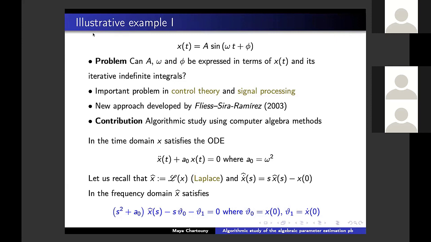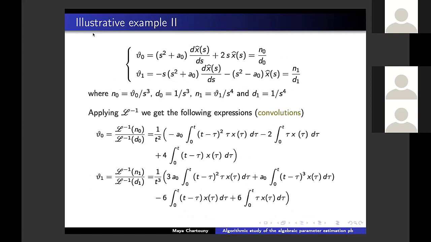So now if we recover V0, V1, and A0, we can then go back to A, omega, and phi. So we notice that we have a polynomial of degree 1 and 0 for V0 and V1 respectively. So if we derive once this equation, we can recover V0 and V1, and then we obtain this system. And now we have to compute their explicit expression.